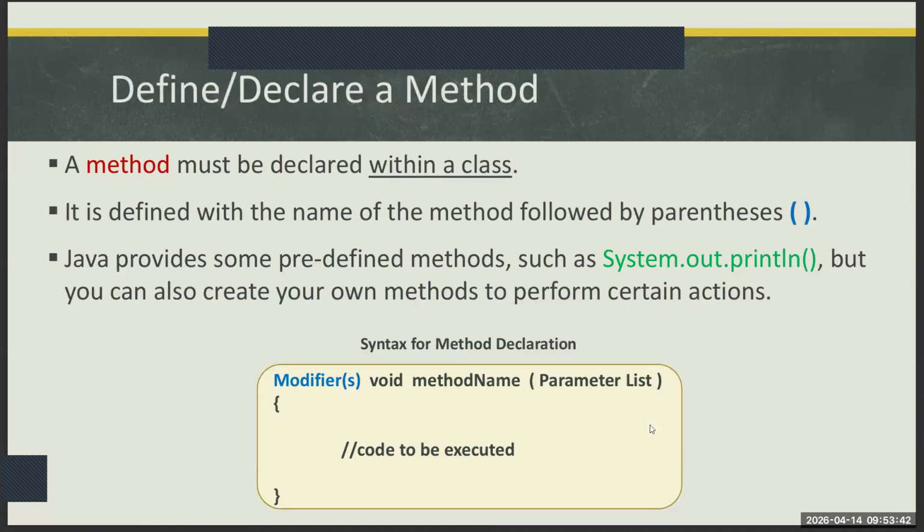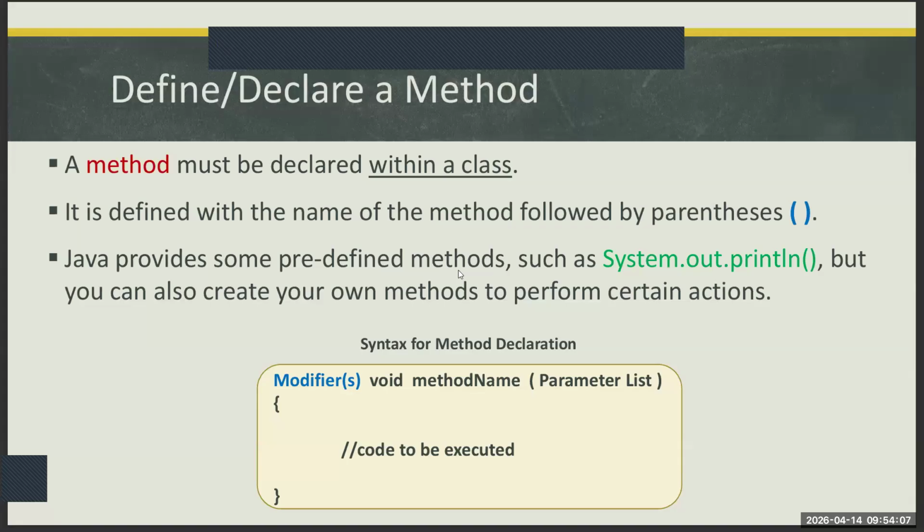What is the modifier here? This is how we declare our method. Don't forget, it is a user-defined method, but it has to be within the class. You cannot write your method outside the class, and we will see how we do that today. And we said our modifier is how we access.